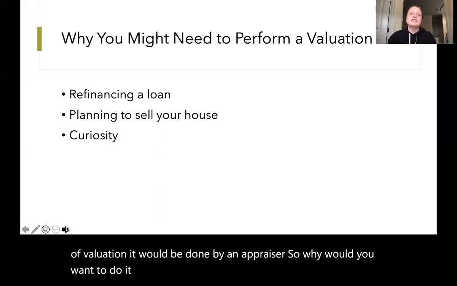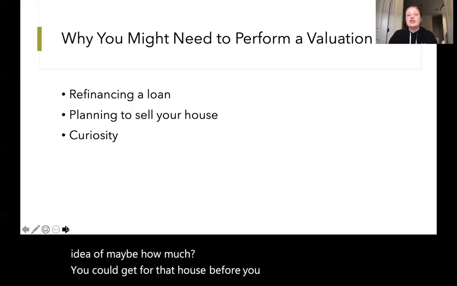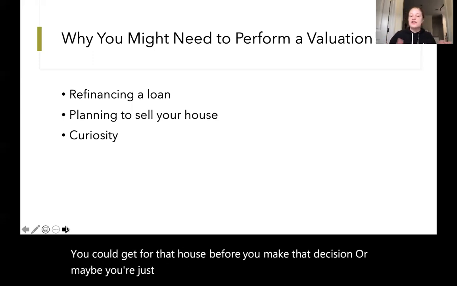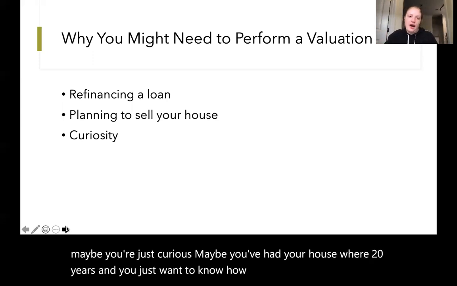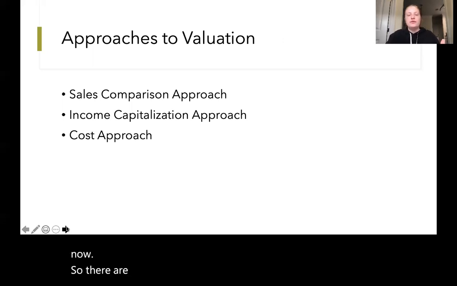Well, maybe you're planning to sell your house, and you want to have some idea of how much you could get for that house before you make that decision. Or maybe you're just curious. Maybe you've had your house for 20 years and you just want to know how much it would be worth now. So there are several different approaches to valuation.